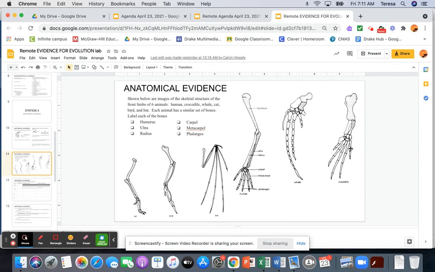You'll see in the crocodile, here are the metacarpals. They're the first bone after the carpals, and then there are two bones, and then there are 1, 2, 3 bones. So you might see a variety of phalanges, and some of them will be longer, and some of them will be shorter.